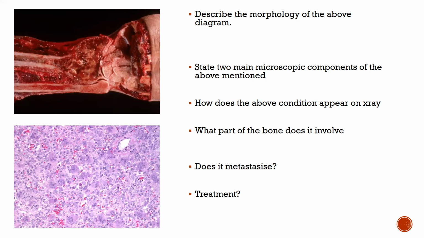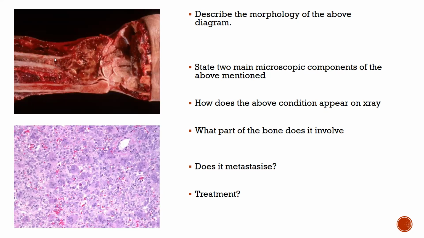Or even if you had an X-ray, X-ray is way better. You could just pick it out on X-ray. You can't confuse it with any other condition. Okay, let's get down to this. Describe the morphology of the above diagram. Already I've said this is a giant cell tumor, okay?